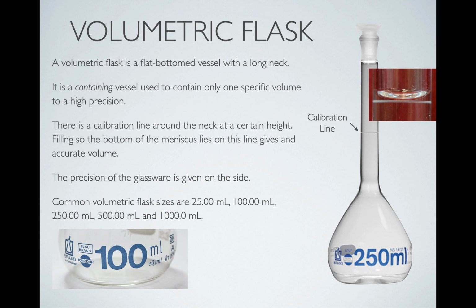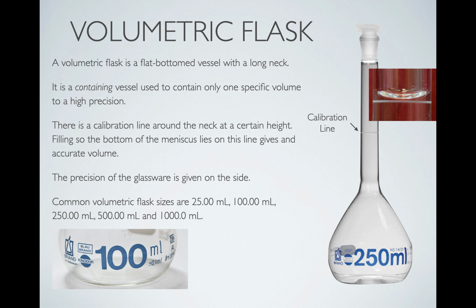You can also get these in different sizes. The most common ones are 25 mL, 100 mL, 250 mL, 500 mL, and 1 litre. There is a little significance telling you the precision. Look at what I've shown at the bottom left there: 100 mL plus or minus 0.1 mL. So we can report that volume as 100.0 mL because we know it's really between 100.1 and 99.90.